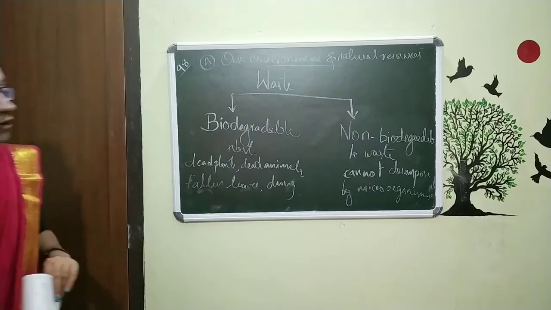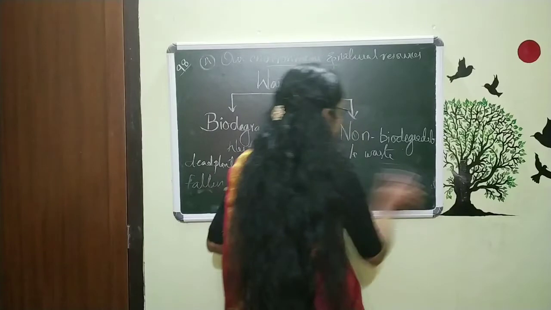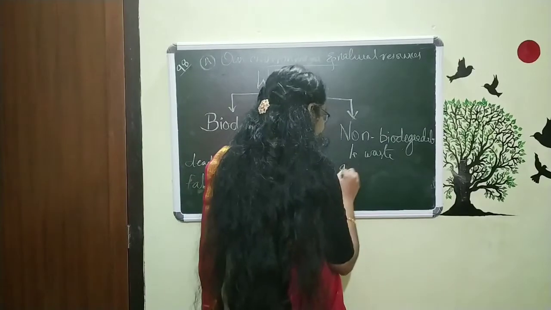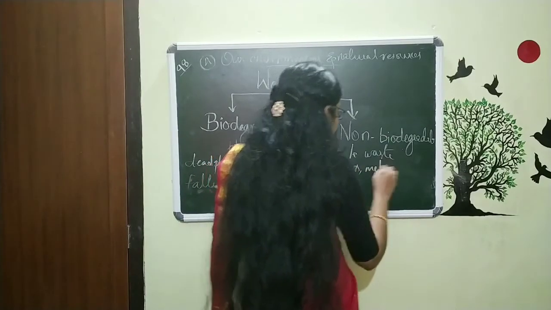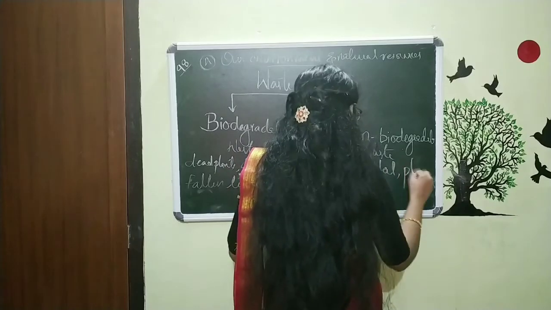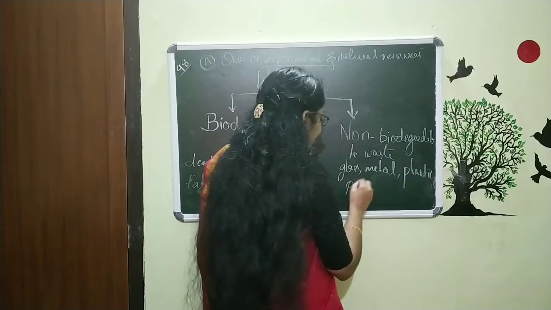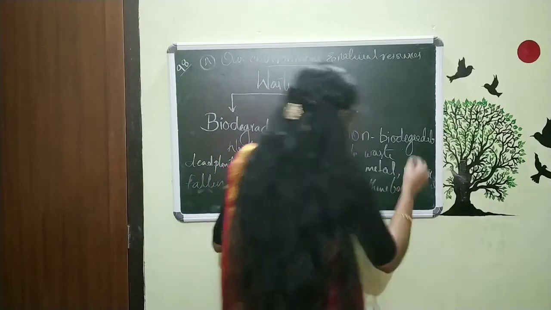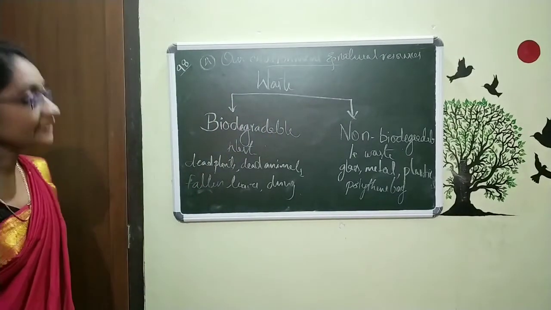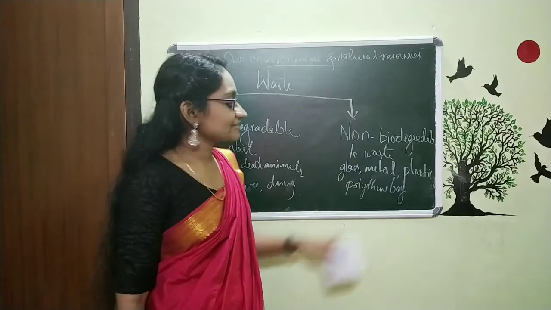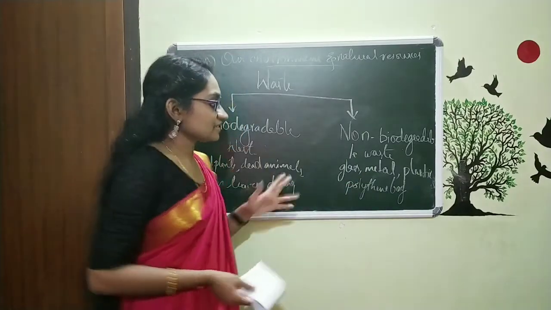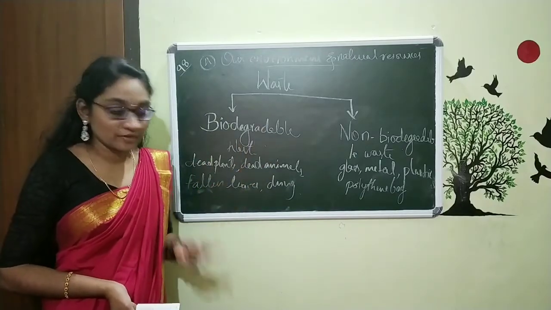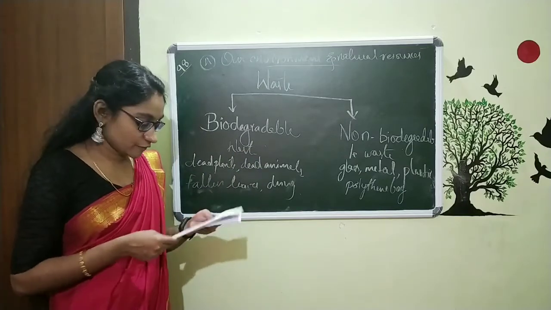And which are the examples of non-biodegradable waste? Non-biodegradable waste examples are these: glass, metal, plastic, polythene bags, etc. So these are the things which do not degrade by microorganisms. These are the examples of non-biodegradable waste. So there are two types of waste, biodegradable and non-biodegradable waste, and this is all about this topic. I think it's clear for you.